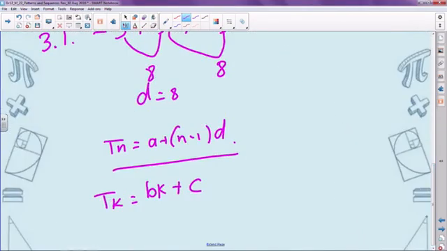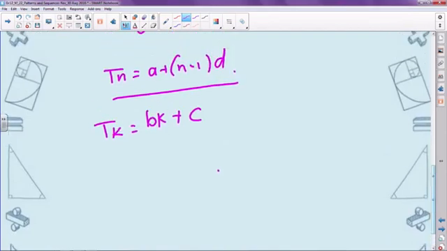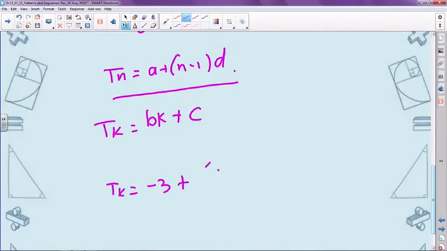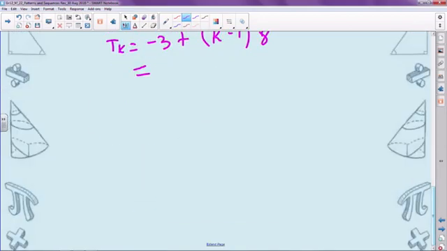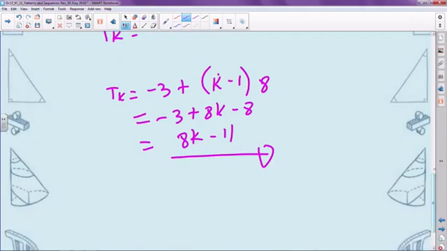Okay, so to get it in the form of Tk equals something, I'm going to have Tk equals a, which was minus 3, plus n minus 1. Instead of n, we're going to use k, so that we use the same variable as what they've asked us to, and d had a value of 8. You can then simplify this and you'll get minus 3 plus 8k minus 8. That's going to give you an answer of 8k minus 11. Okay, and that's the correct form of what they asked you to make this look like.